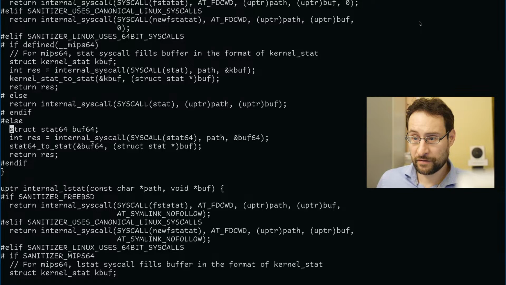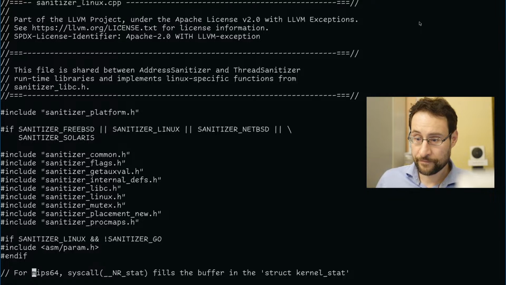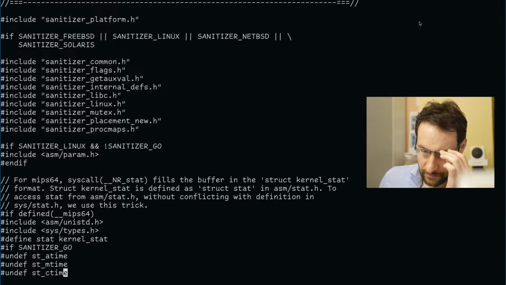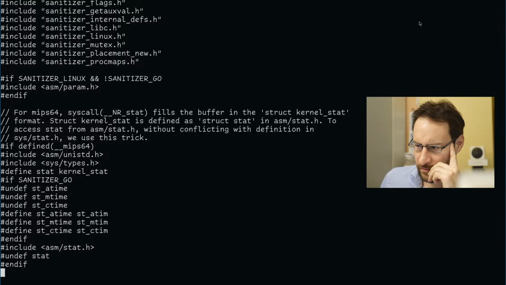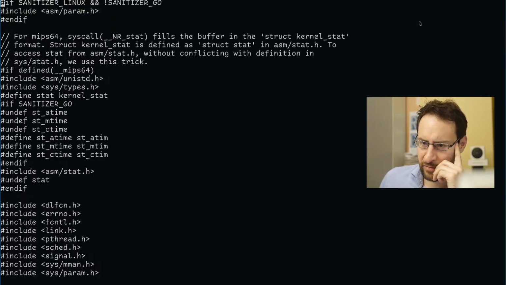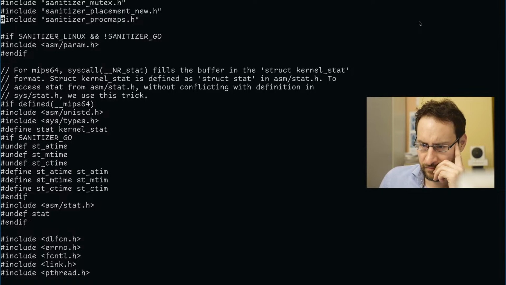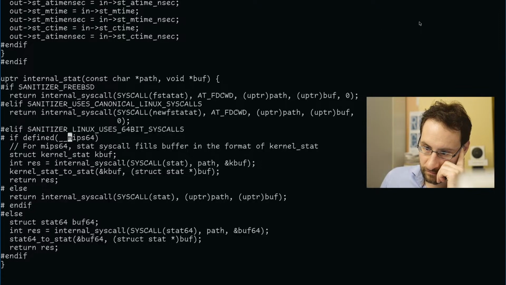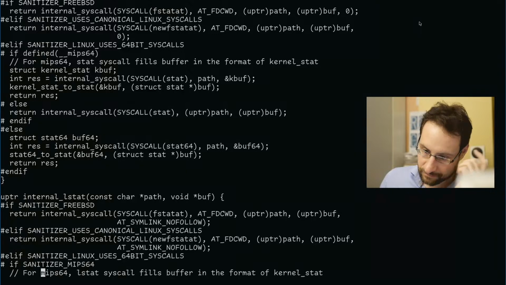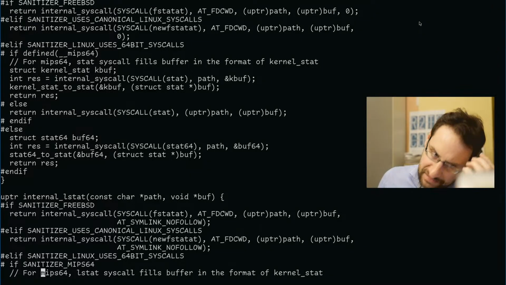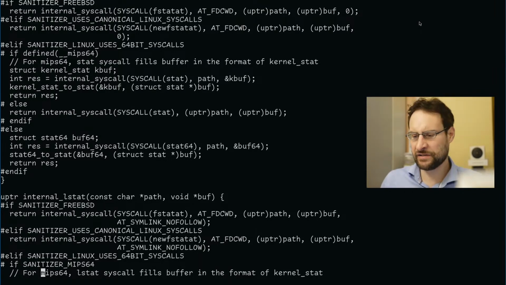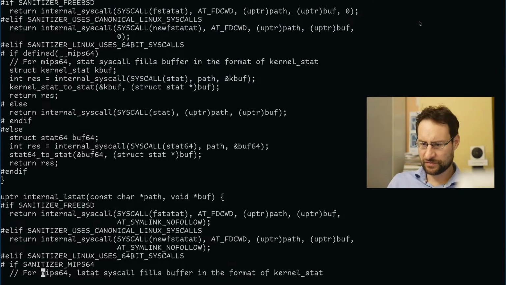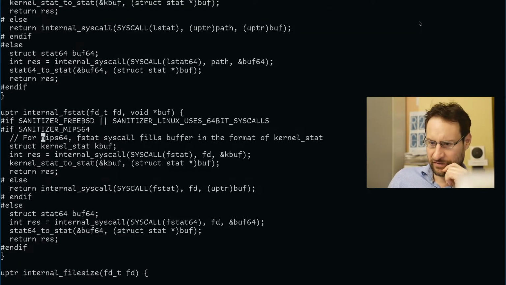Okay, that is there. Wait, why is it underscore MIPS 64? So they have... Oh, there's also MIPS 64. For MIPS 64 fills the buffer. Wait, that is just at the top of the file. Cool. Amazing. Yeah, this always annoyed me for 20 years already, that Linux had such a per-architecture system call nonsense, inherited from other architectures.